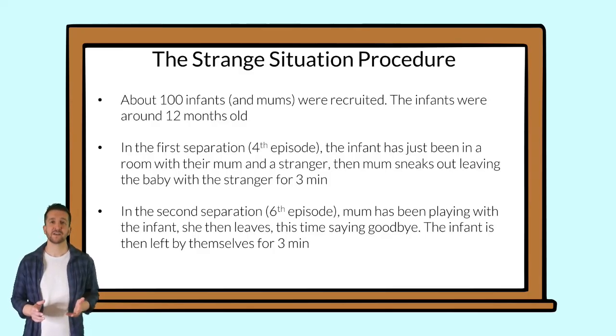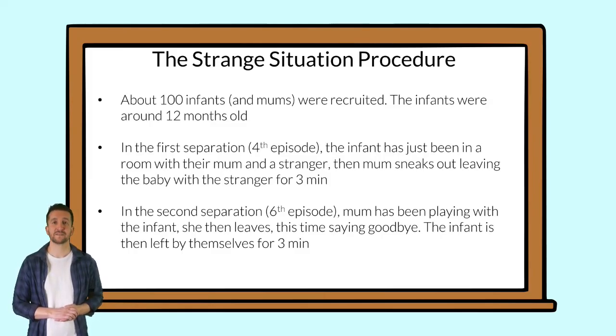So in this procedure, there are 8 episodes which are intended to become increasingly more stressful for the infant. For the purposes of this video, the relevant episodes are the 4th and 6th, as these are when the infant is separated from mum. So in the 4th episode, which is the first separation, the infant has just been in a room with their mum and a stranger for a few minutes. At the end of this period, mum sneaks out of the room, leaving the baby with the stranger for 3 minutes, or less if the baby becomes really distressed.